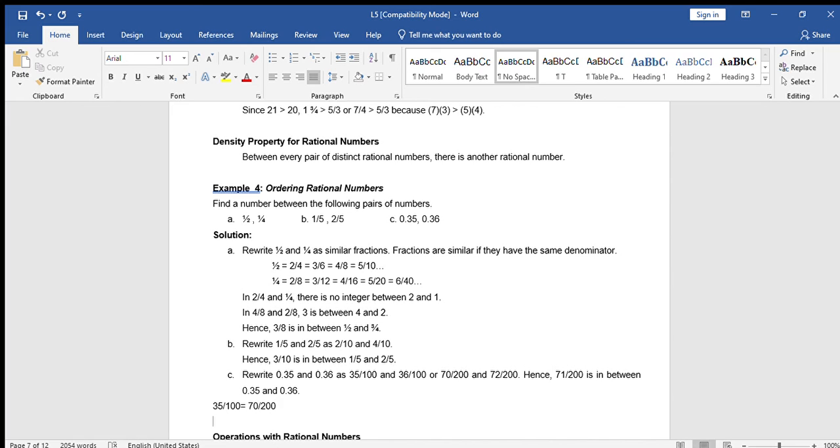Below, 36 over 100. So we have here 36 plus 36, that's 72, and 100 plus 100, that's 200. So we have here 70 over 200 and 72 over 200. So we have a number that is in between 70 and 72, and that's 71, right? Let's list here 71 over 200. So that is in between 0.35 and 0.36.